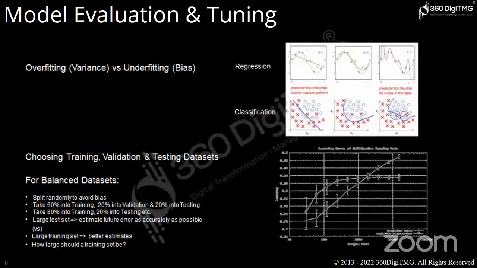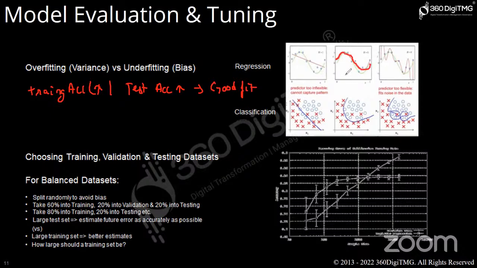And then we have overfitting and underfitting. Now, if your training accuracy is high and your test accuracy is also high, this is known as a good fit model. That means your model is fitting the data properly. Now here, if we look at this prediction line, we'll see that it is fitting the training data quite accurately. So this is what we call a good fit model.